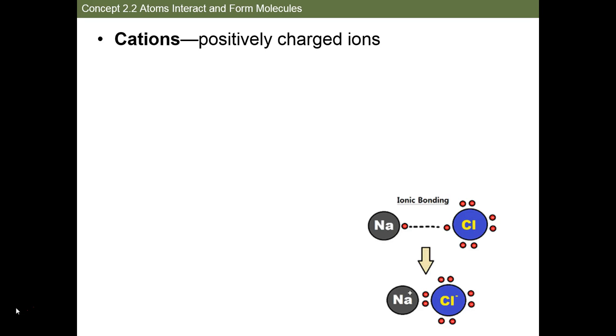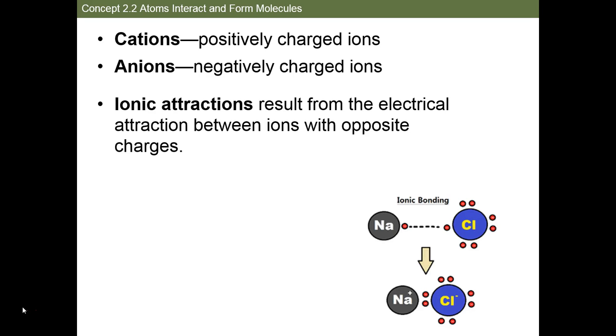Back to ionic bonds. There are 2 types of ions, cations and anions. Cations have a positive charge, while anions have a negative charge. Ionic attractions are mainly referred to as ionic bonds and result from the electrical attraction between 2 ions with separate charges. You've probably heard the saying opposites attract? Well, that's true with ions. Negative ions are attracted to positive ions.